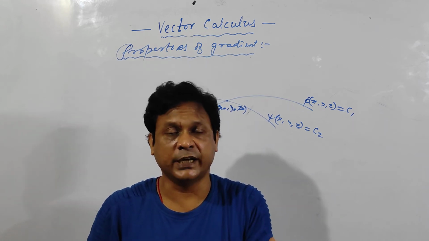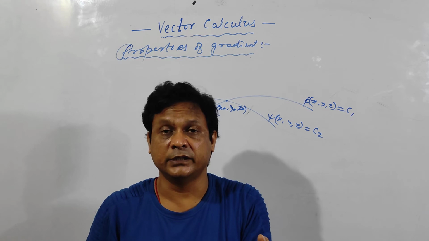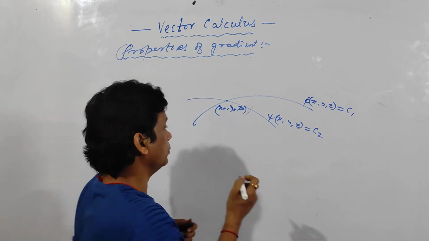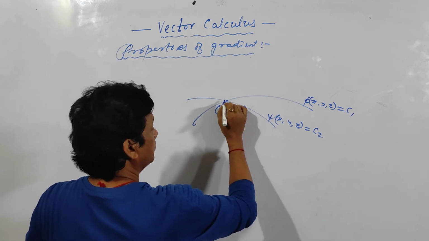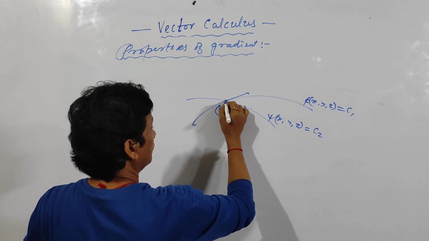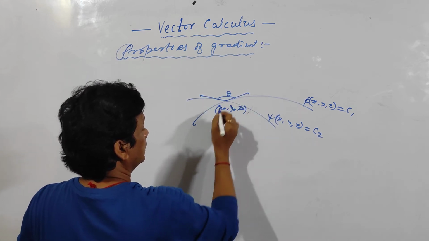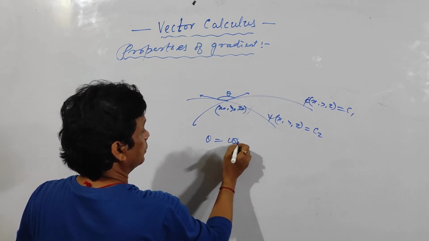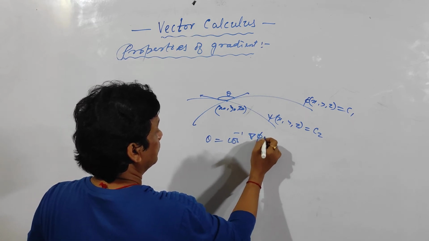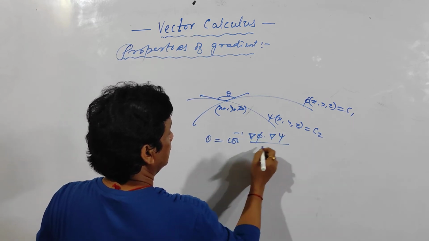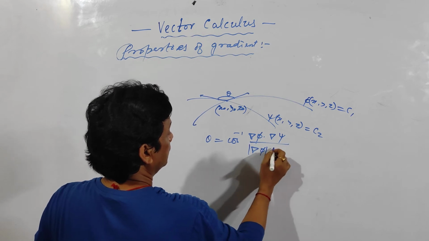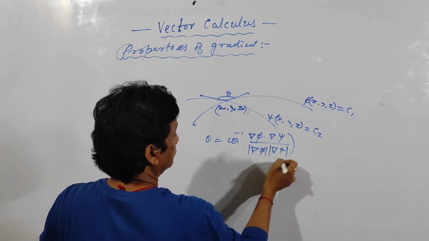And how to find out the angle between two vector quantities? It is the formula for theta. So if theta is the angle between these two, then theta is equal to cos inverse of grad phi dot grad psi divided by mod grad phi into mod grad psi. So this is the formula.